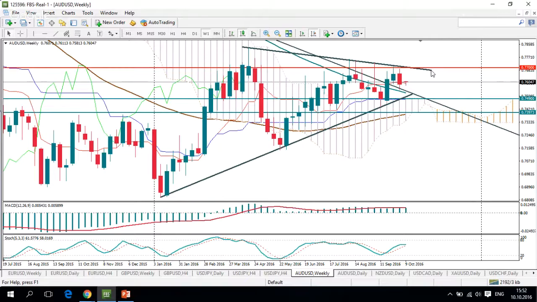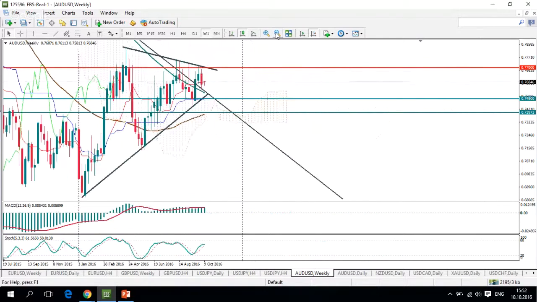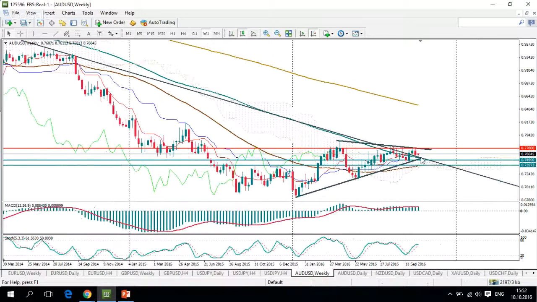week. Also, if we have some deterioration in commodity prices, then Australian dollar will likely retest 100-week moving average around 0.7530. This should be the target. This is where the pair has support.